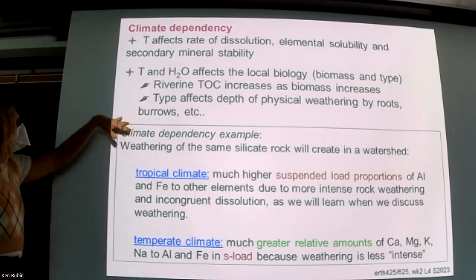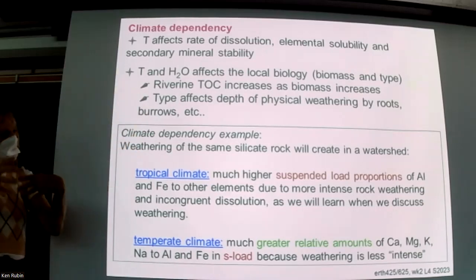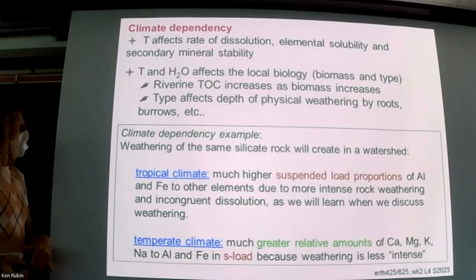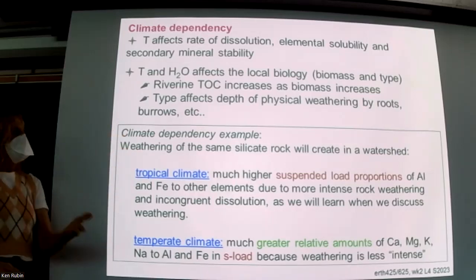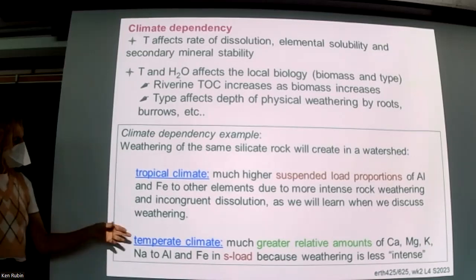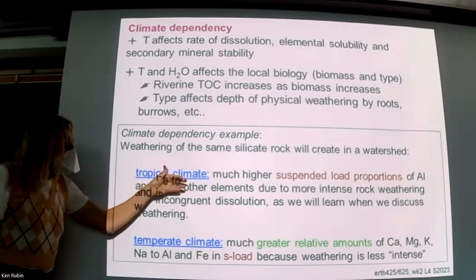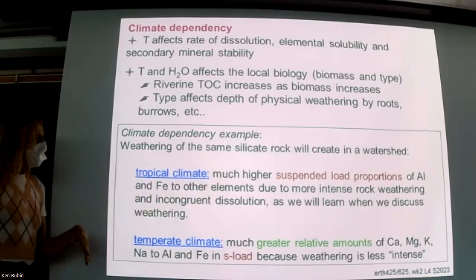And then another thing that climate affects is how weathering takes place in a physical sense. So I have an example of taking the same silicate rock, like a basalt lava here, in a tropical environment and in a temperate environment, and what you would see differently in a suspended load from that.